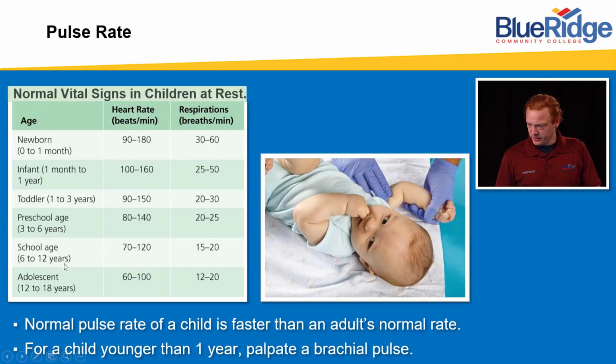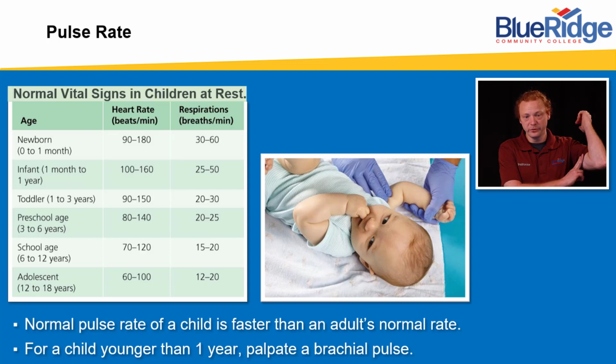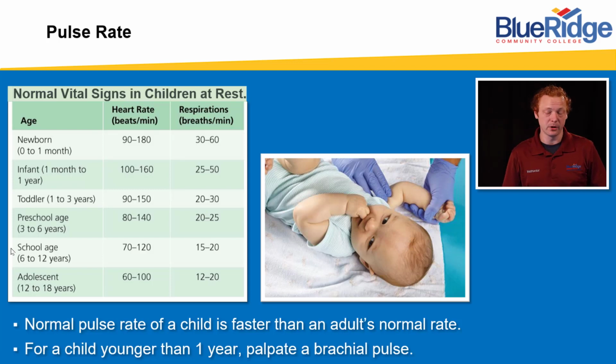Your pulse rate: on the left side of your screen, there's a chart for your general averages based on age for heart rate and respirations per minute. A normal pulse rate for a child is faster than an adult's normal rate. For a child younger than 1 year, you want to palpate the brachial pulse. A radial pulse, you may be able to feel it, but it's going to be very weak and oftentimes hard to find, and it's going to be the least accurate. So just go where your 2 fingers can fit nicely into that brachial notch and get your pulse from there.